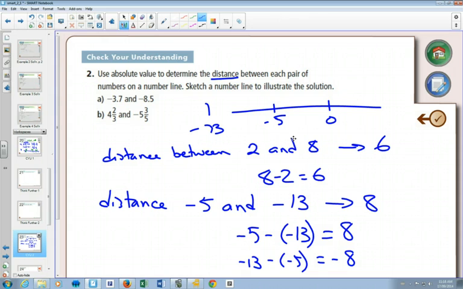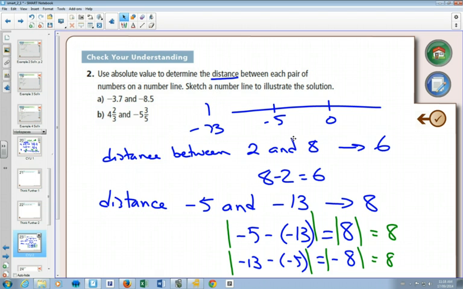What's nice about the absolute value bars is that in either one of these questions, had you put absolute value bars around it to begin with, it wouldn't matter if you had the big one first and the small one next. You would get the right answer in the end. Because this would become the absolute value of 8. And how far away is 8 from 0? 8. And this one would become the absolute value of -8. And how far away is that from 0? It's 8. Now those are using nicer numbers.